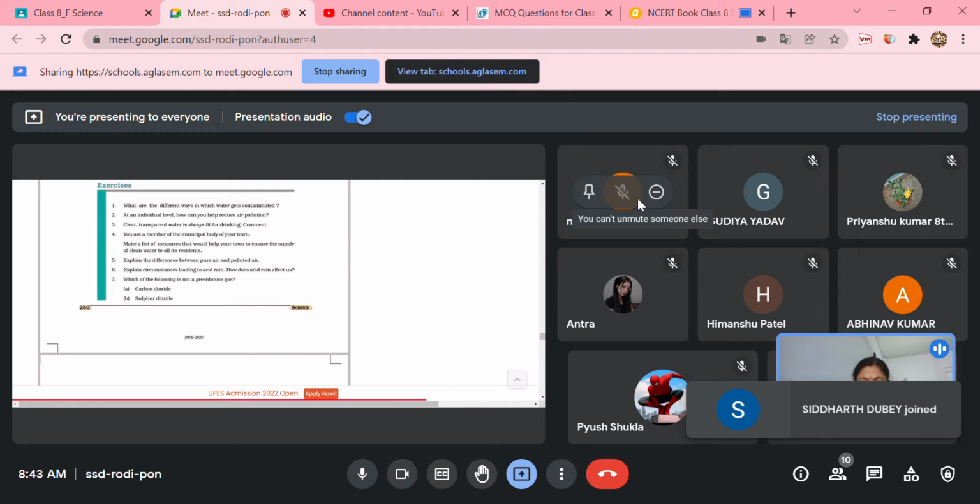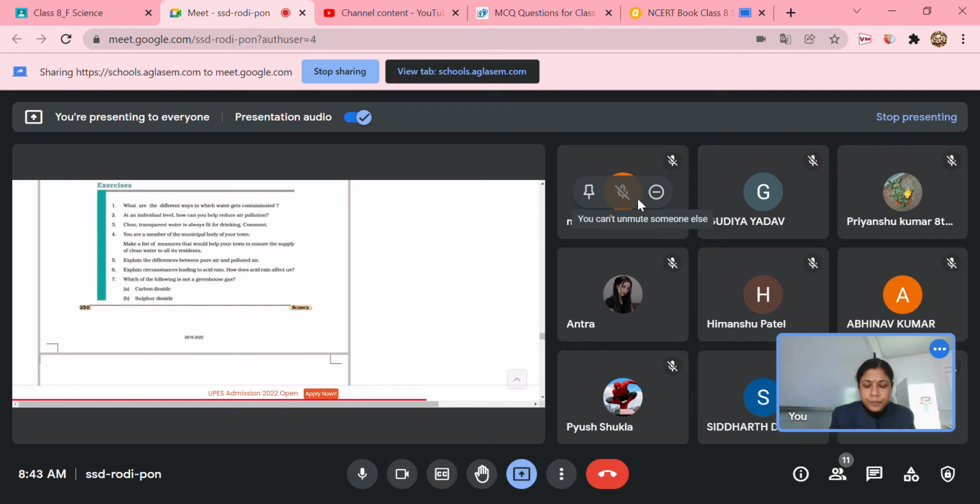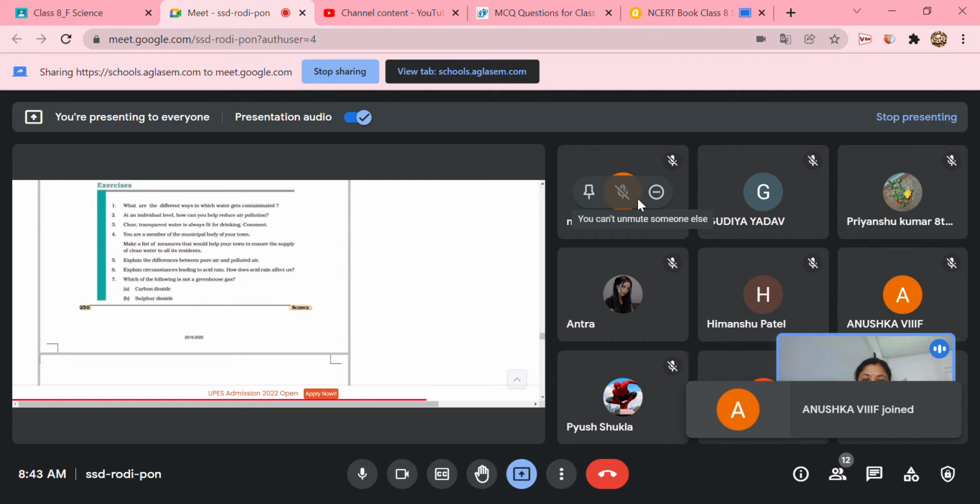Just open, everyone. Yes, ma'am. The pictures that I have sent to you in the group. Just see the first page I have given you, pollution of water. Have you opened it, everyone? Yes, ma'am. Now see the sources of water pollution. What are the sources? I have shared this because it will help you in writing your question answers.